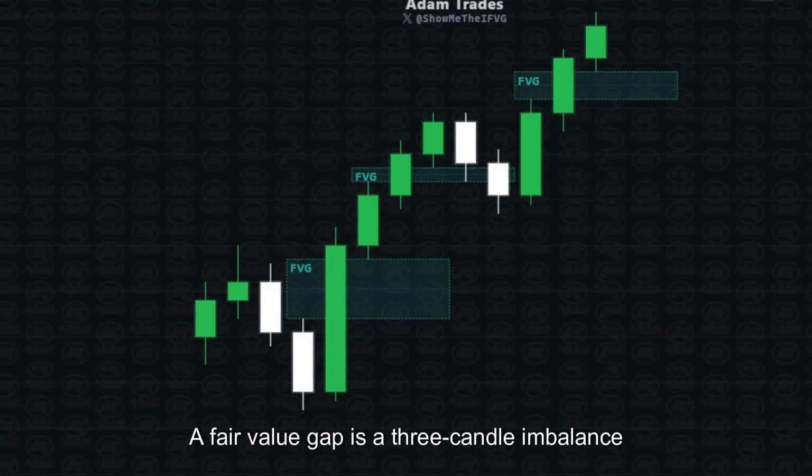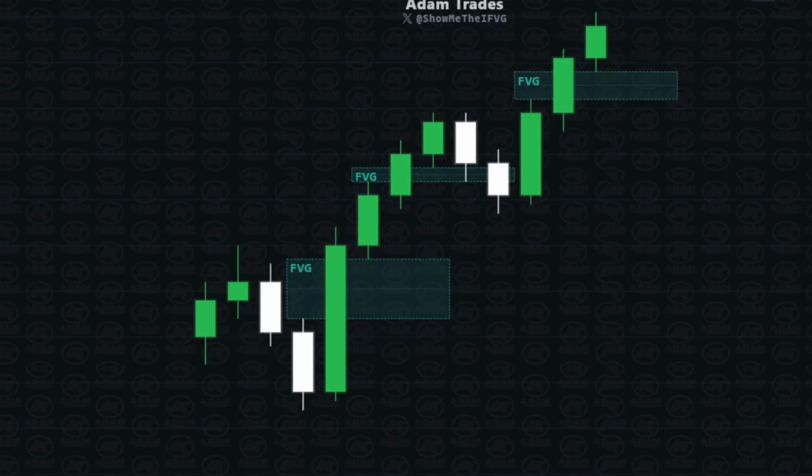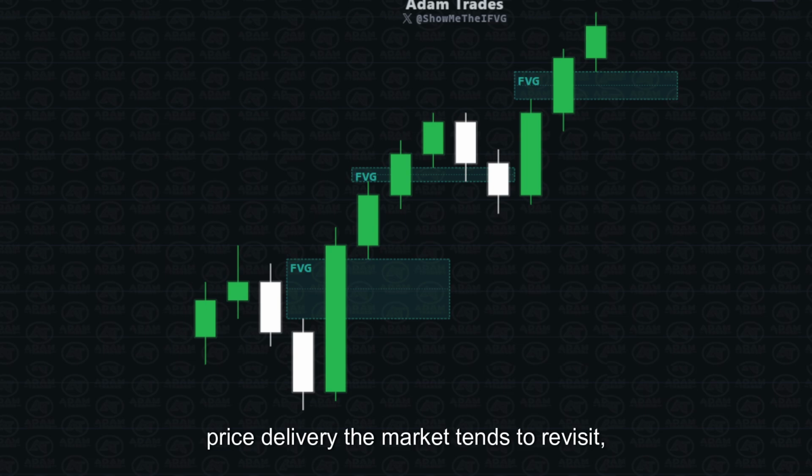A fair value gap is a 3-candle imbalance where the wicks of candle 1 and candle 3 don't overlap, leaving a gap in the middle. This matters because it marks inefficient price delivery the market tends to revisit, giving you precise entry zones. I made videos explaining which ones of these fair value gaps are relevant, so feel free to watch that later.